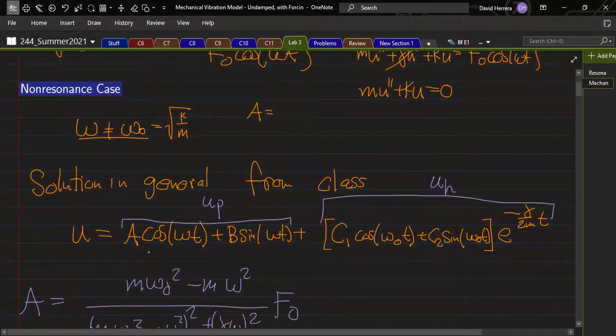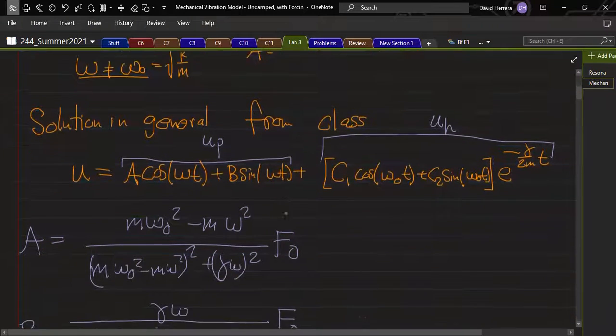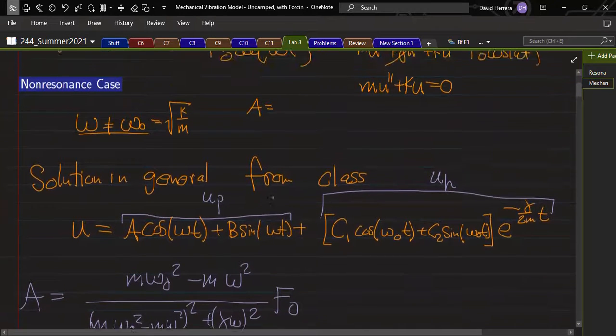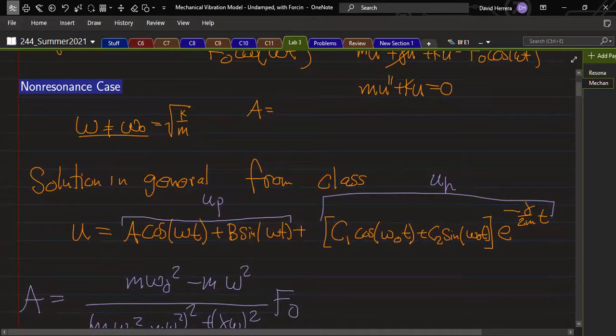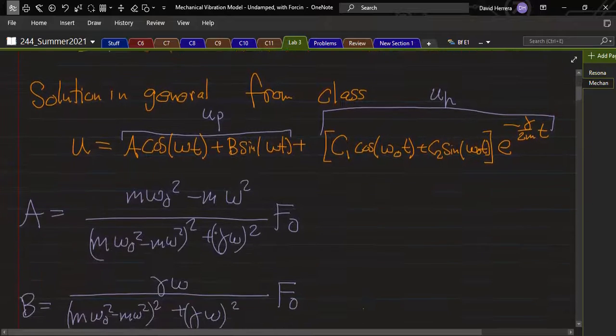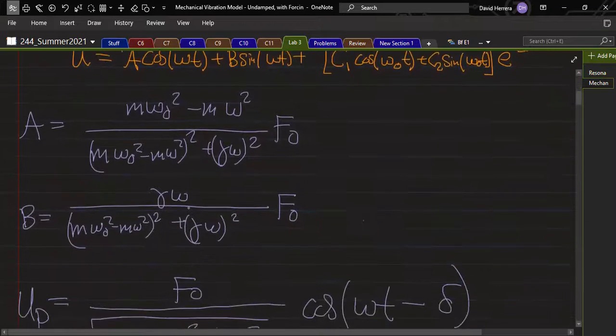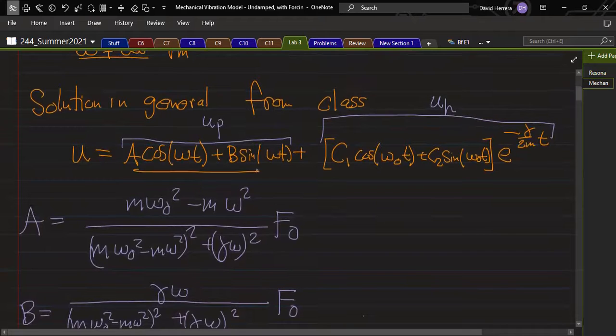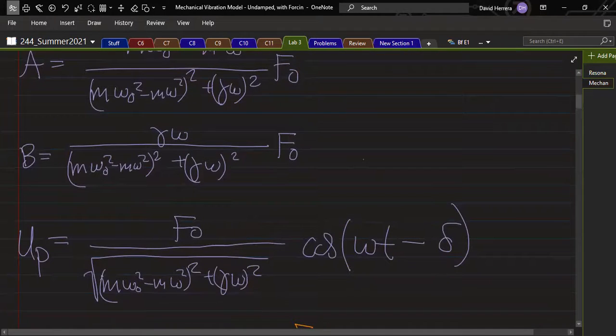This is the general solution that we had from class, where we have formulas for these coefficients here, A and B. And this formula worked as long as we weren't in the situation with undamping and omega equals omega naught. So we have these formulas. And if we write the particular solution here, this part that came from our method of undetermined coefficients, we have this amplitude times a cosine with a phase.